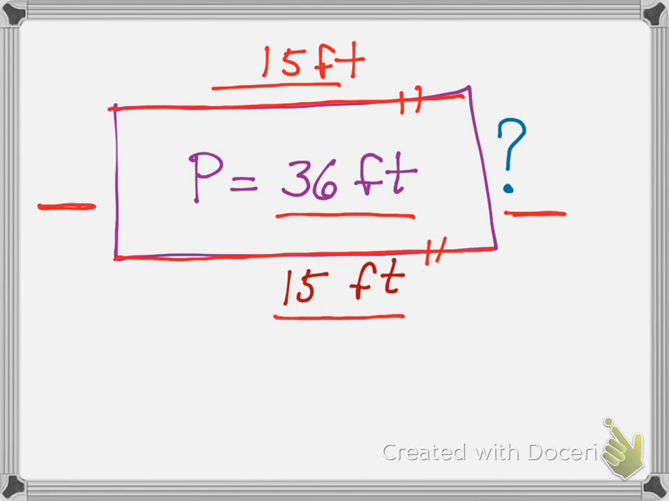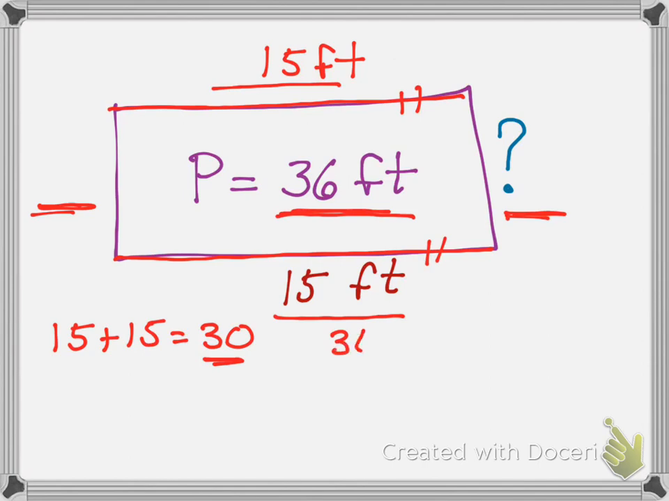So how do we get to these sides? Well, we must take away the sides that we already know. So 15 plus 15 is equal to 30. So what we must do is get rid of this amount from our total perimeter, which is 36, because that's what we know we have already.